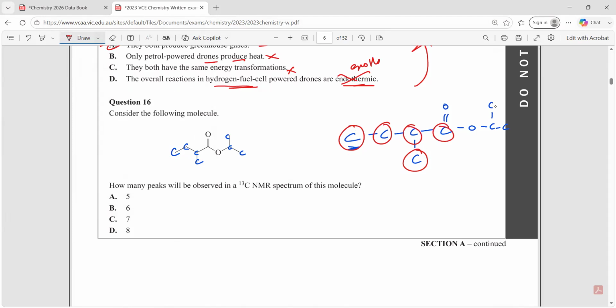Now, these two would be part of the same environment, because this carbon is connected to this carbon, which is connected to that, and that carbon is connected to this carbon, which is connected to that. So these two is one circle, and then that's another one. Cool. One, two, three, four, five, six, seven.